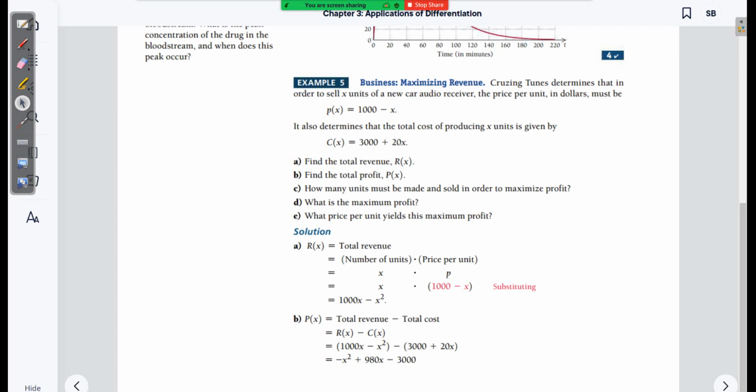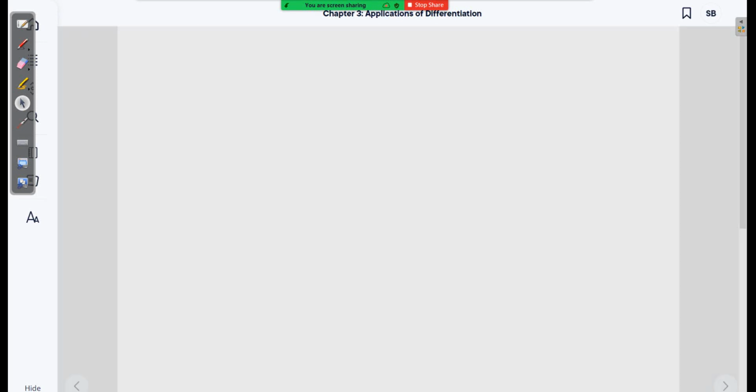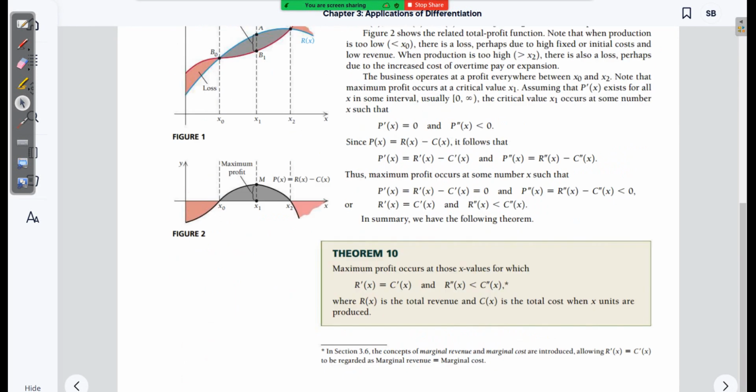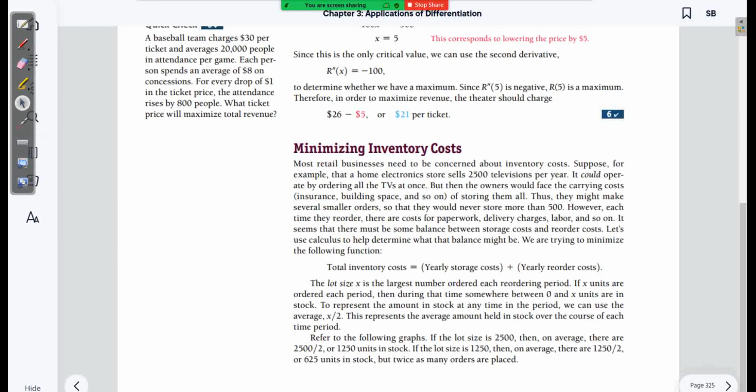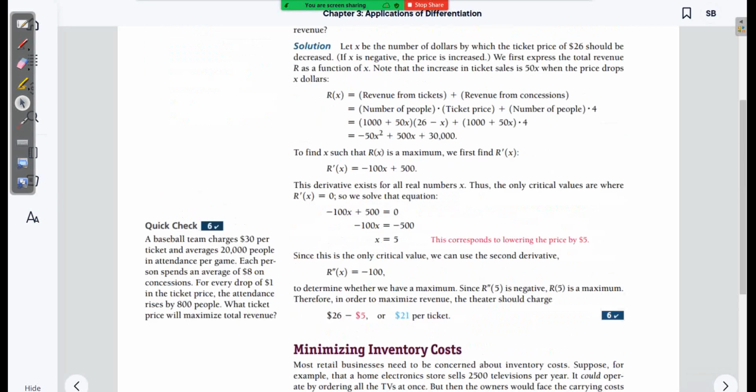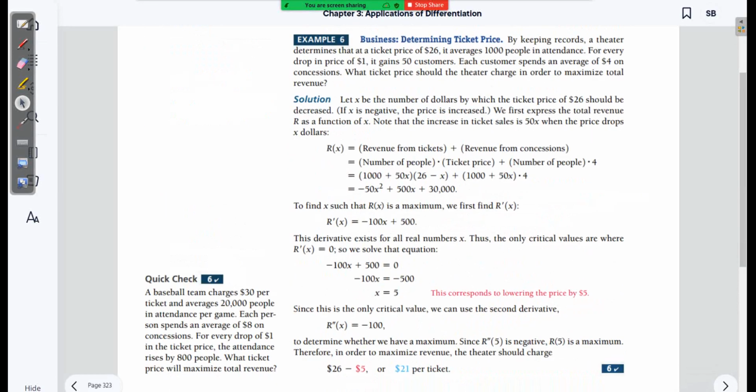All right, so 5 and 6, I think the rest of them deal with business problems, but we're not going to do 7 because, I don't know if I said this right, 7 doesn't seem to give you all the information that you need. So we're just going to do 5 and 6.